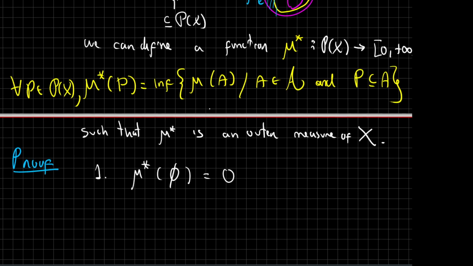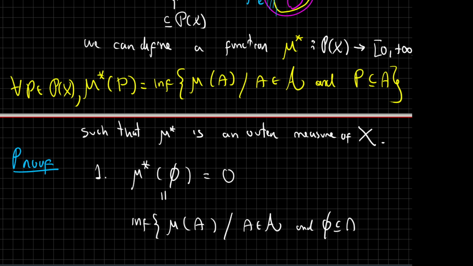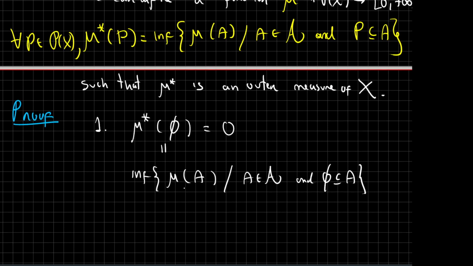So let's see what happens here. By definition, this is equal to the infimum of every such that this is an element of the sigma algebra and the empty set is inside A. So this is trivial, this is also trivial. So it's just the infimum of every value of the measure mu.